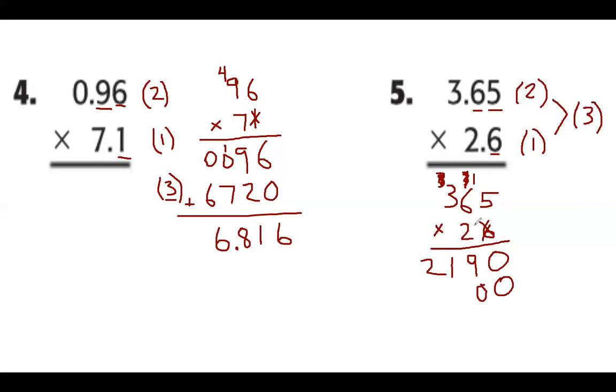But now I need a 1 up here. 2 times 6 gives me 12, plus 1 more gets me 13. 1 goes up here again. 2 times 3 is 6, plus 1 more gives me 7.